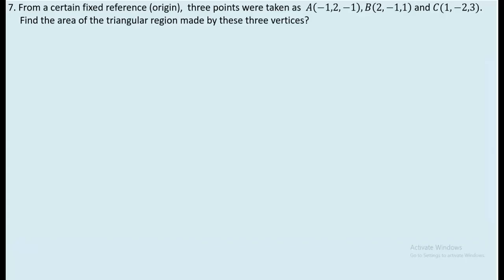So here what we need to do is, you see, you are given three vertices of a triangle with A minus 1, 2, minus 1, B, 2, minus 1, 1, and C, 1, minus 2, 3. So you are asked now to determine the area of this triangle. From a certain fixed reference, consider origin, 3 points were taken as A, B, and C. So the question is to find the area of the triangular region made by these 3 vertices.